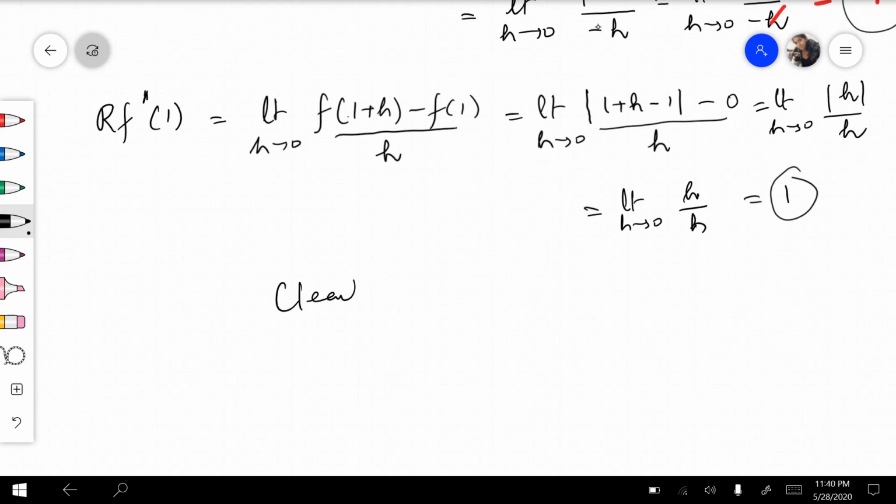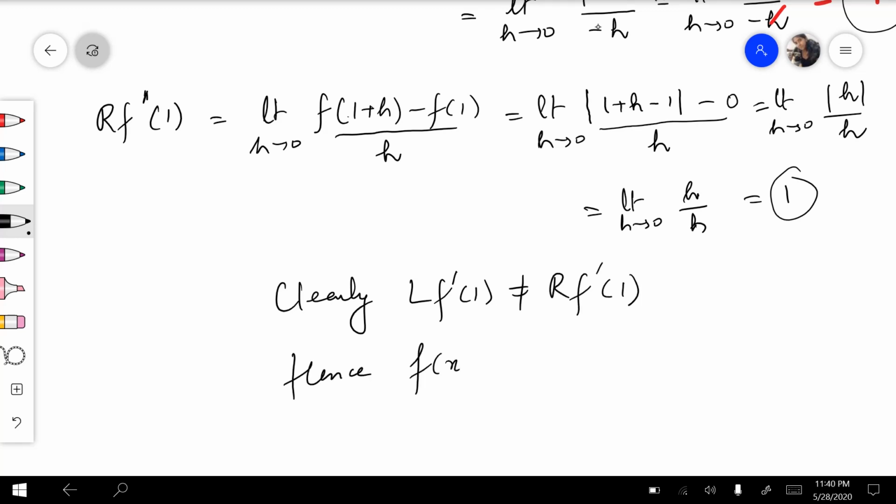Clearly, left hand derivative at 1 is not equal to right hand derivative at 1. Hence, f of x equals to modulus of x minus 1 is not differentiable at x equals to 1. Okay. Now, let's take another question.